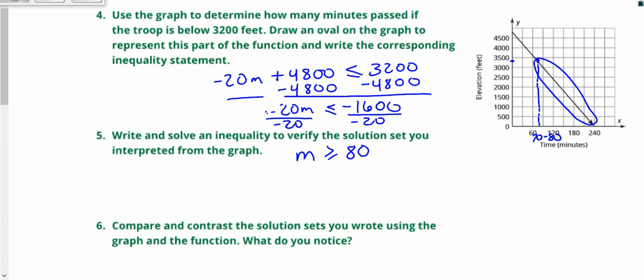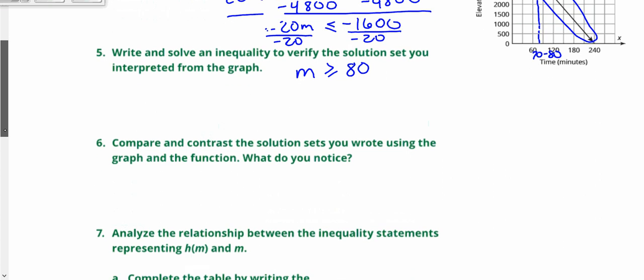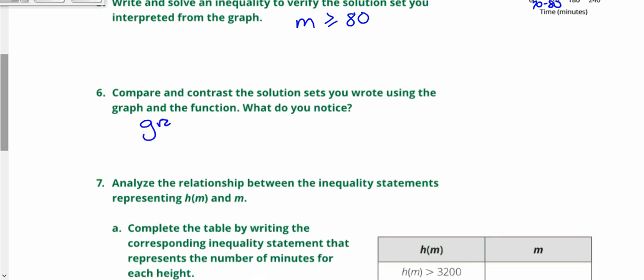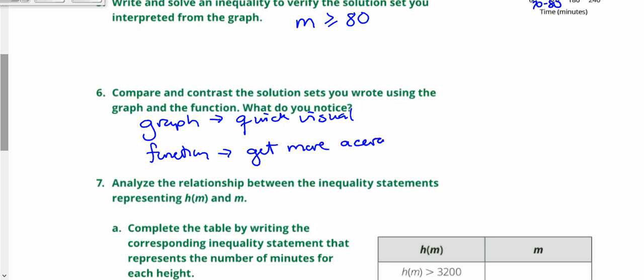So that's where you can use a graph, but being able to solve an equation gets a little bit more accuracy. The graph is good for a quick visual, while the function gets you a more accurate answer. They're supposed to be exactly the same, but the graph depends on how close you get when reading it.